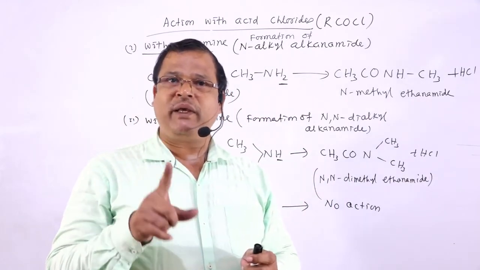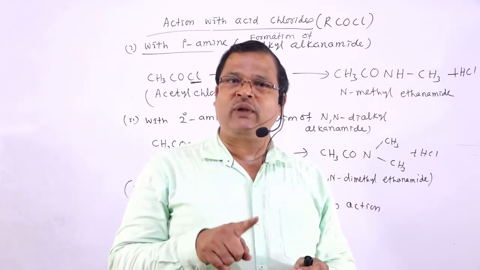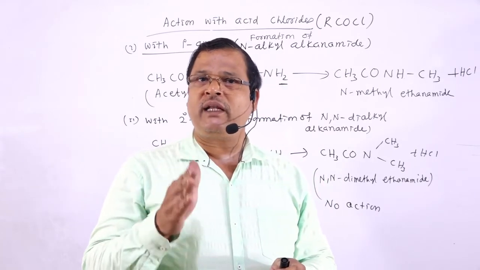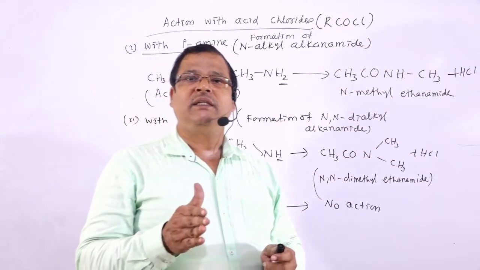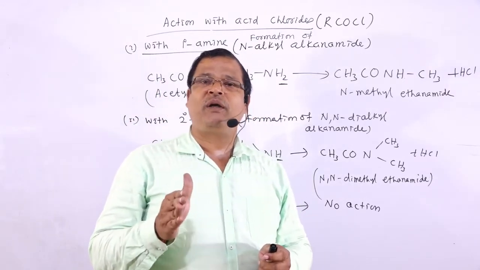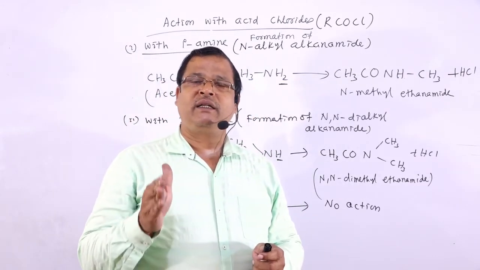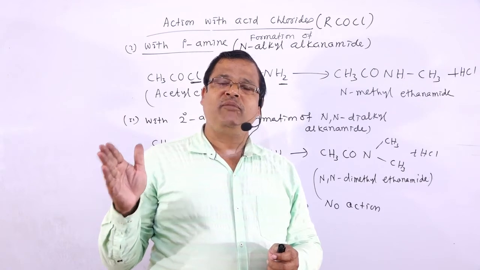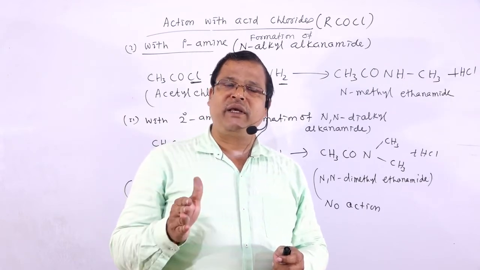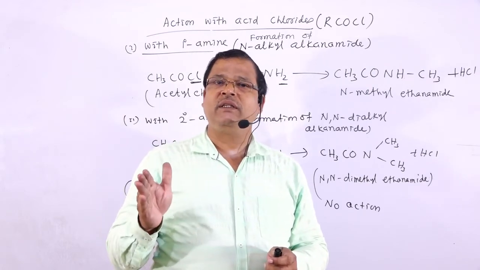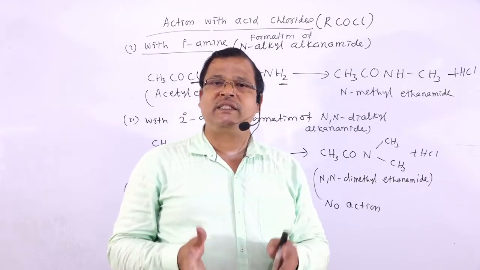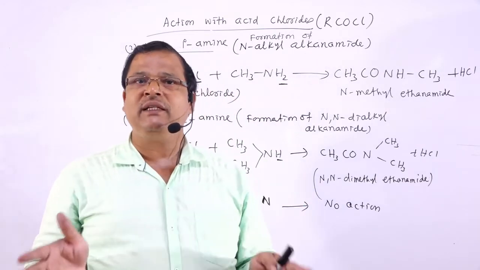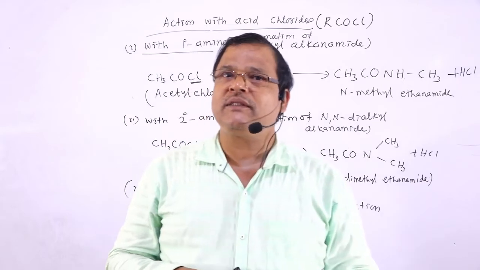Primary amines react with acid chloride to form N-alkyl alkanamide. Secondary amines react with acid chloride to form N,N-dialkyl alkanamide. And tertiary amines will not react with acid chloride to form any product. So this reaction clearly distinguishes between primary, secondary and tertiary amines.